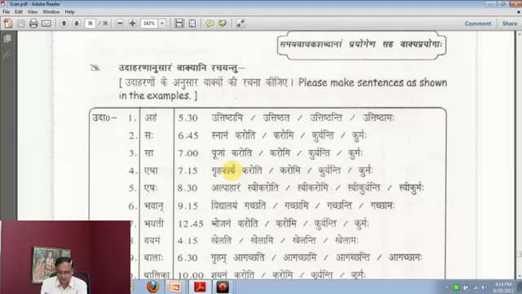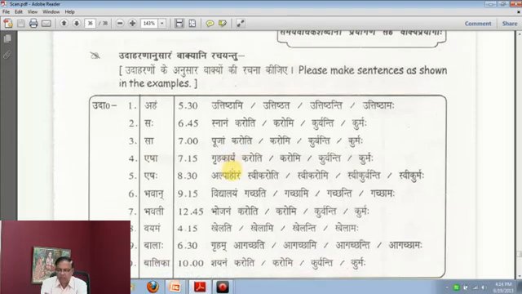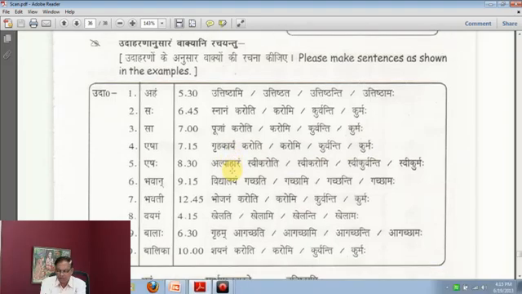Fifth, Esha, this person. Esha sardha astavadane alpaharam svikaroti. This person takes breakfast at 8:30. Alpaharam is little food, that is breakfast. Svikaroti. Sixth one. Bhavan sapada navavadane vidyalayam gacchati. You go to school at 9:15.